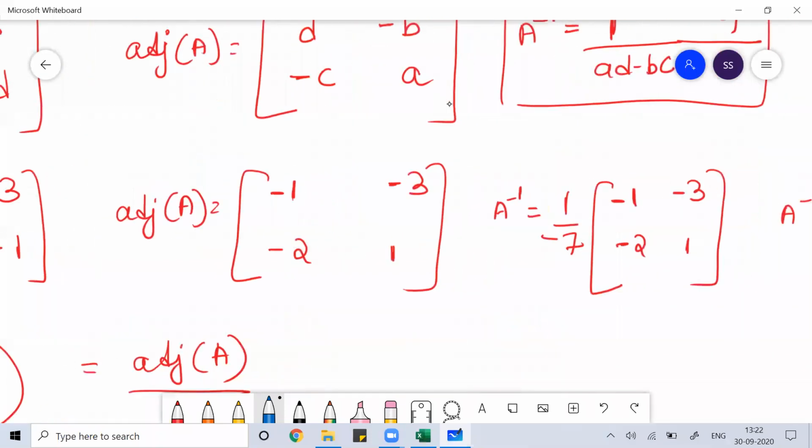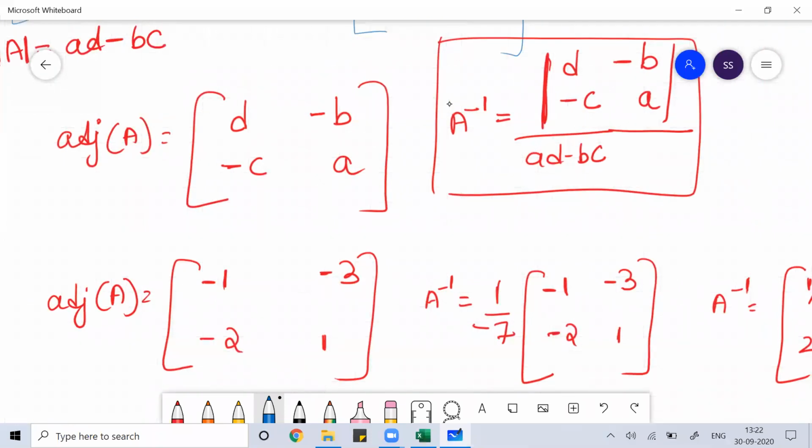That is the formula for the inverse of the matrix: adjoint divided by the determinant of the matrix. So this is the inverse. So once you find the adjoint, divide the adjoint by the determinant of the matrix.